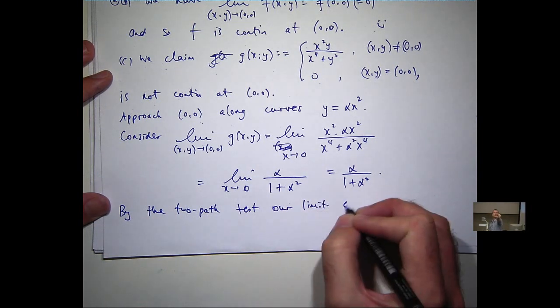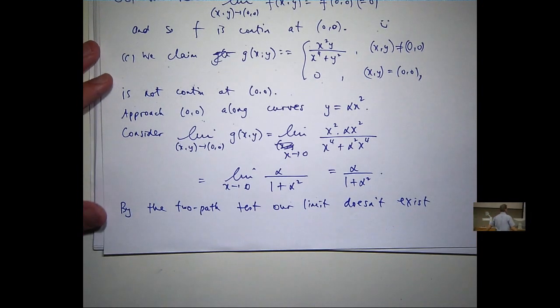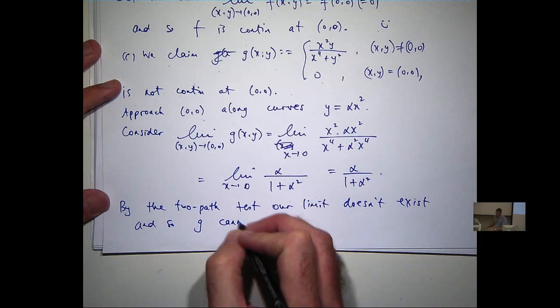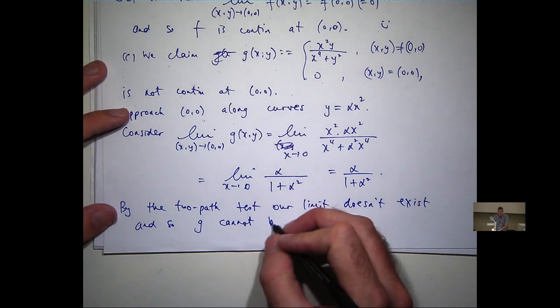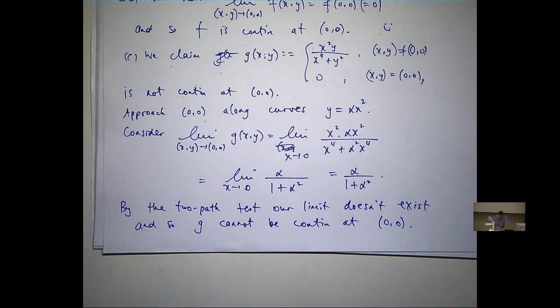And so G cannot be continuous at the origin. So I guess one of the key things in the computation is how do you choose your paths, your equations for your paths? Well, choose them so you get the same powers up the top and the bottom so you can cancel. Questions?